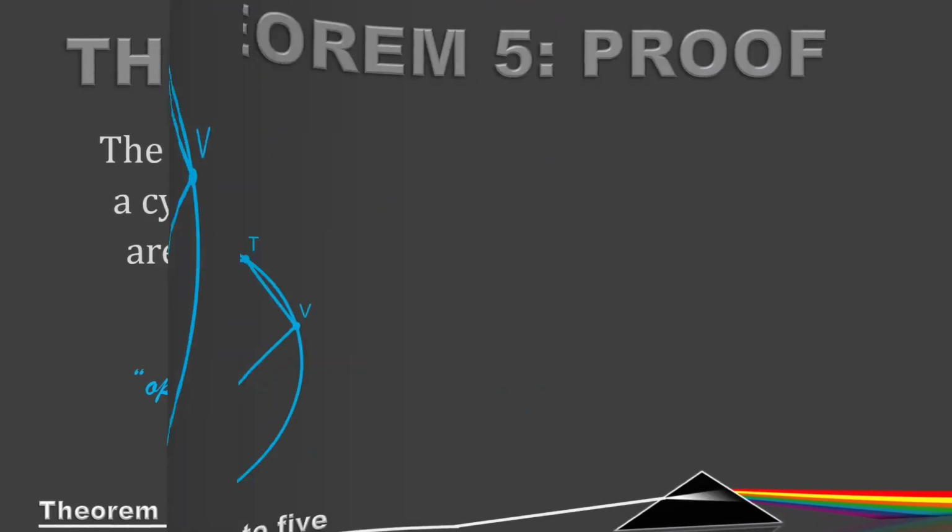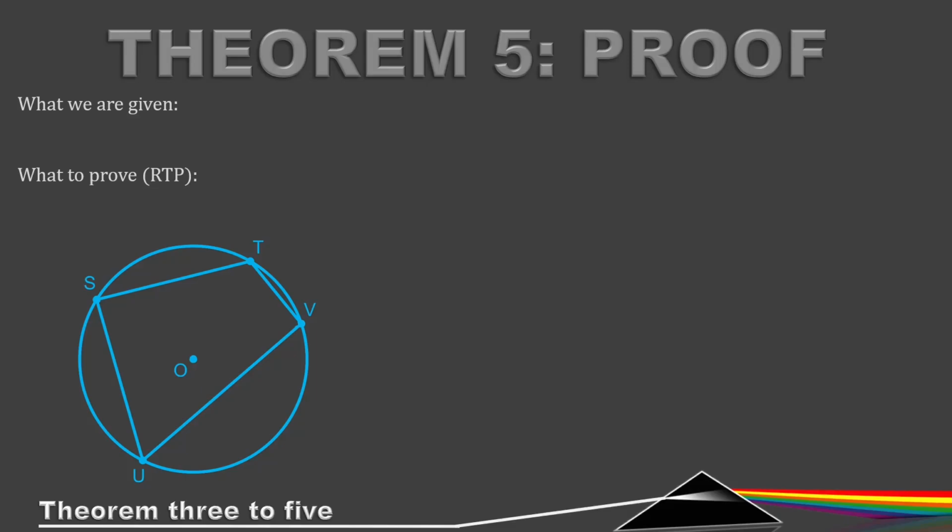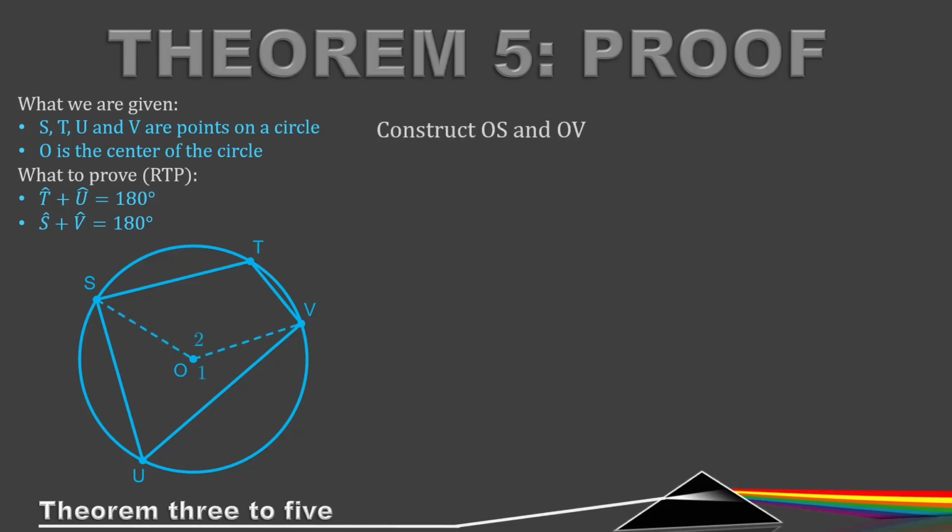Okay, and to look at the proof, once again we are given that S, T, U and V are points on the circle, and we're also given that O is the center of the circle. Now what we need to prove is that T plus U is 180, and we also need to prove that S plus V added together will give us 180. Okay, now the constructions that we do are going to be OS and OV. Alright, then we're just basically going to name this angle X.